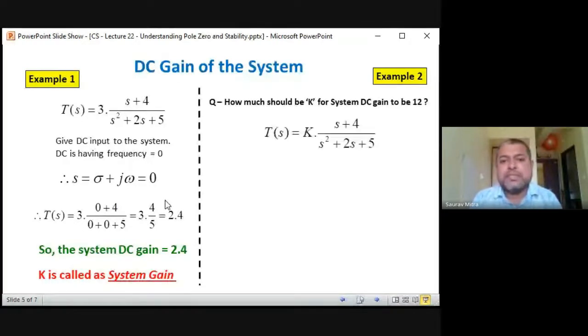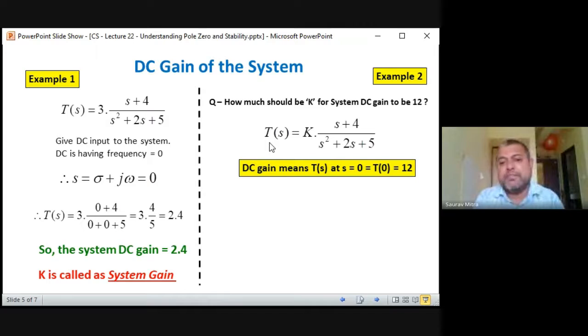So what is the system given? The system is the same, but in place of this 3, now I have set K. The poles are at minus A plus or minus jB, a kind of complex pole. So there are 2 poles and a zero at minus 4. In this case, what will be the value of K so that the system has a DC gain of 12? That means T0 value I have given you. DC gain means T(s) at s equal to 0.